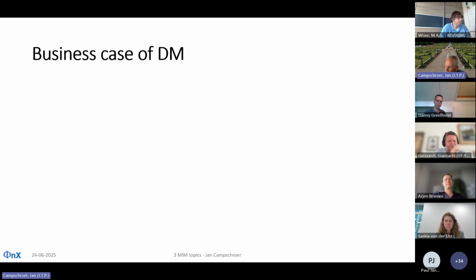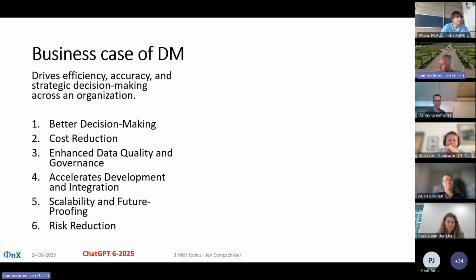En dan vraag ik aan ChatGPT, waarom zou je aan gegevensmodellering doen? Nou, dan komt hij met 6 mogelijke antwoorden. Je kunt betere beslissingen maken, het verlaagt de kosten, het verbetert de datakwaliteit, het versnelt de ontwikkeling, het zorgt voor schaalbaarheid en uitbreidbaarheid en het zorgt voor risicoreductie. Nou, op zich niet zo heel slecht, dus dit lijken op zich goede.